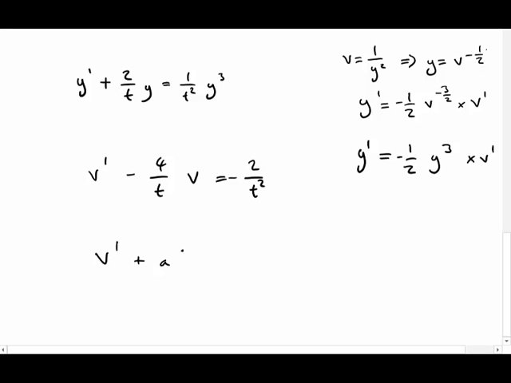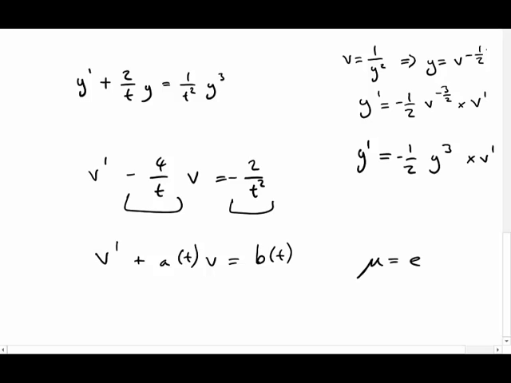So plus some coefficient times my function, which is now v, is just equal to something on the right-hand side, which I'm going to call b. Because it's of this form, you can clearly see that my a of t is minus 4 over t and my b of t is minus 2 over t squared, so therefore it allows me to make use of something called the integrating factor.